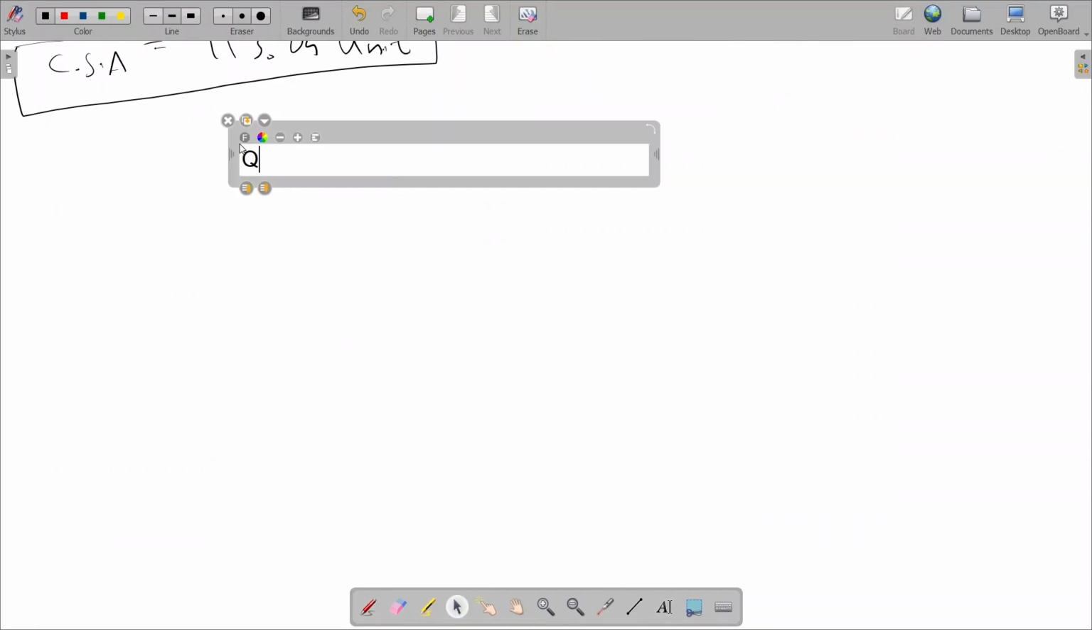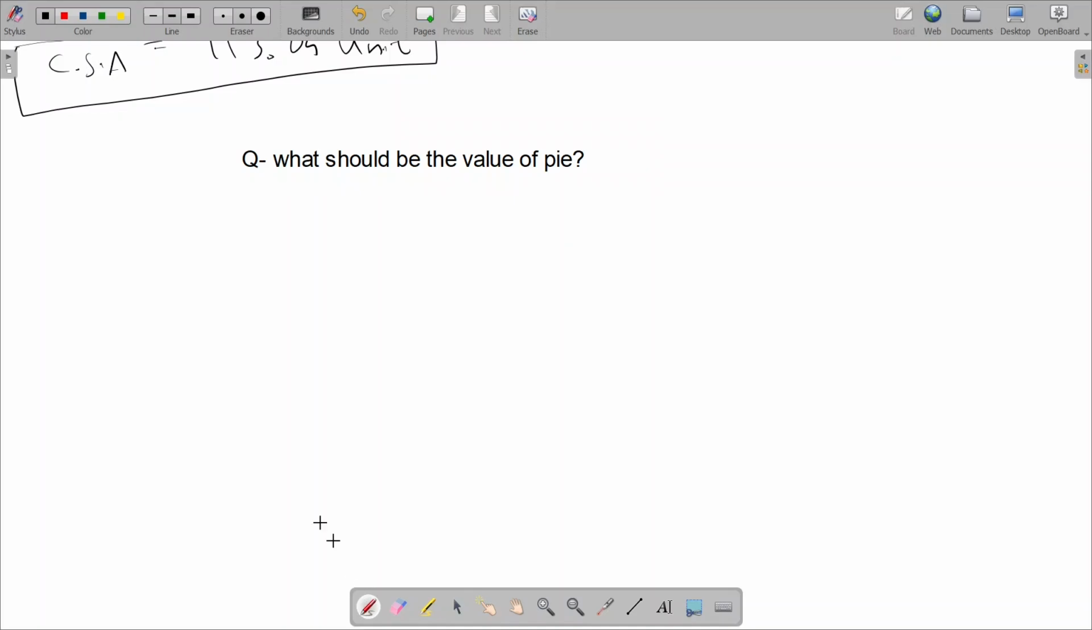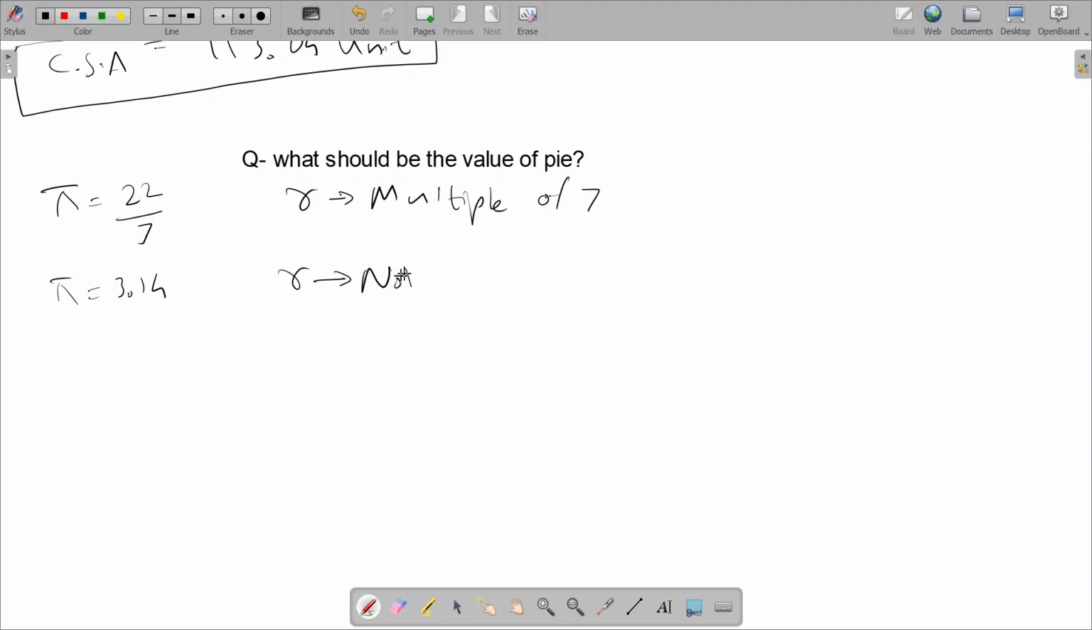The question is, what should be the value of pi in the question? Pi can be 22 upon 7 or pi can be 3.14. If the radius is a multiple of 7, then take the value of pi as 22 by 7 because it will get cut. But if the radius is not a multiple of 7, then take the value of pi as 3.14.